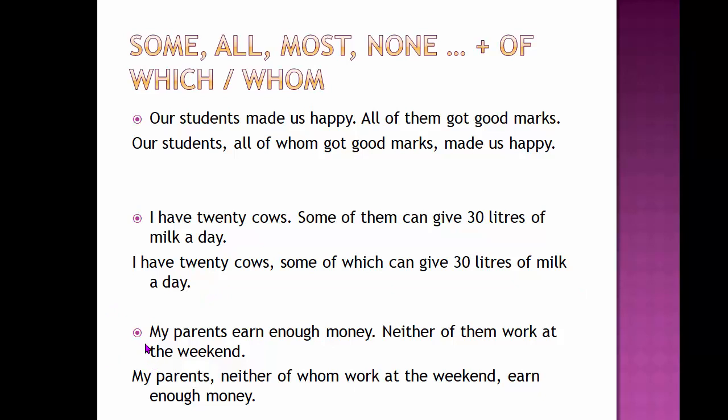What about the third? My parents, father and mother, so person, earn enough money. Neither of them work at the weekend. So I'm talking about person. I will choose whom. So my parents, comma, neither of whom work at the weekend, earn enough money. If you say that, teacher, why we use comma? And I'll say that my parents, father and mother. Whose father and mother? My father and mother. So it is certain. That's why it is extra information. Okay?